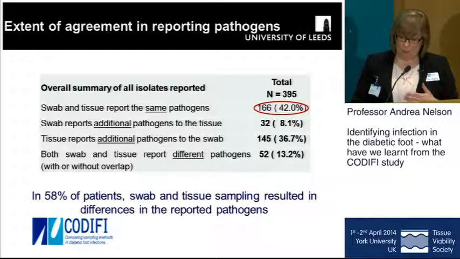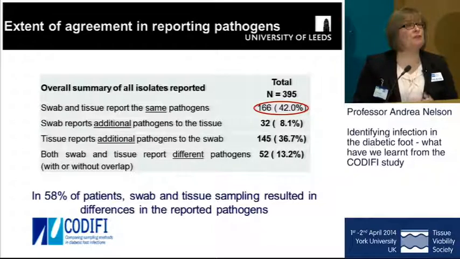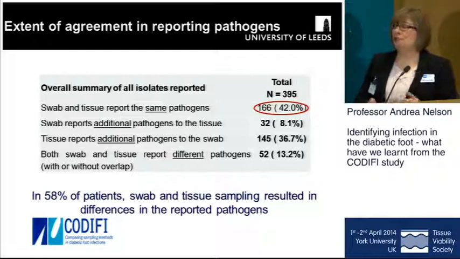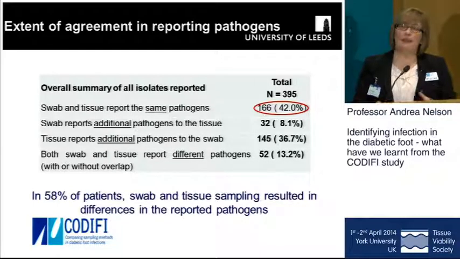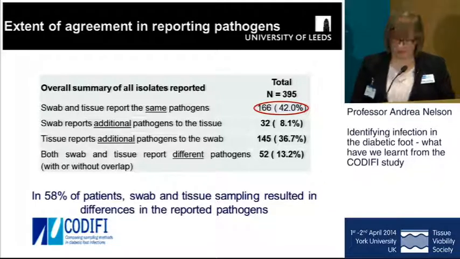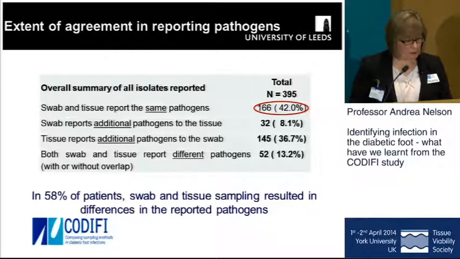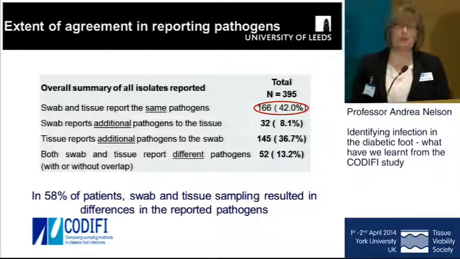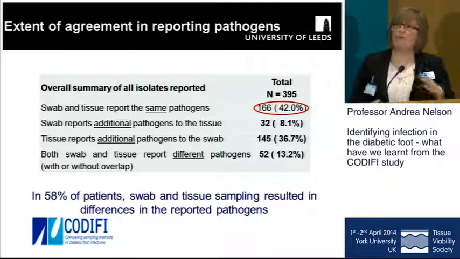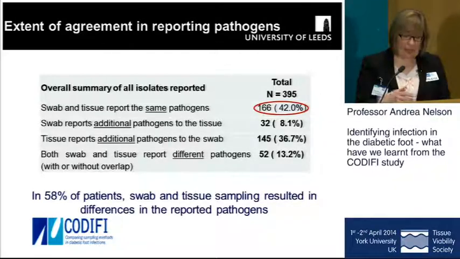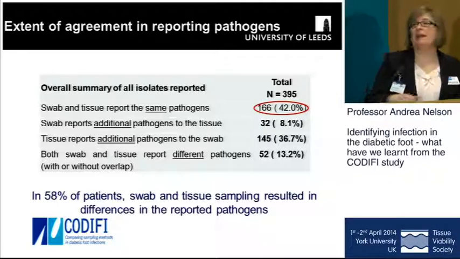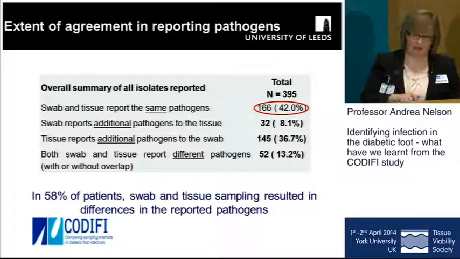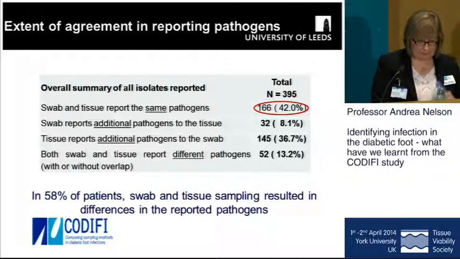So this indicates to us that there was only agreement in 42% in that overall summary. But what we've done here is we've lumped all the pathogens together. And so what I'd like to do now is unpack that summary information by looking at those pathogens on a group basis. So looking at some of these bacteria on a group by group basis. So that's what we're going to do next.